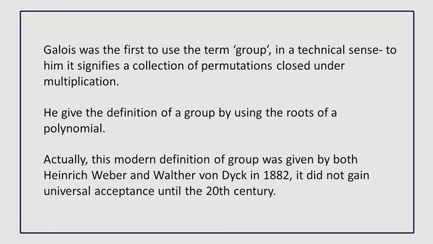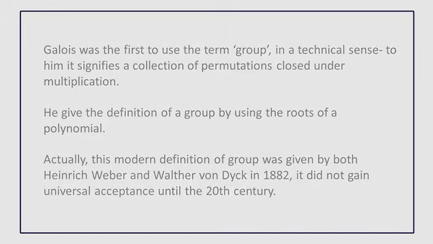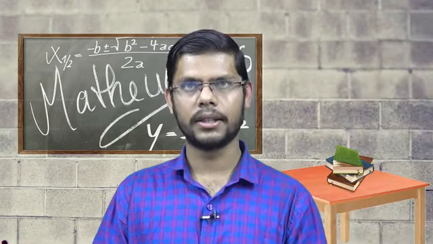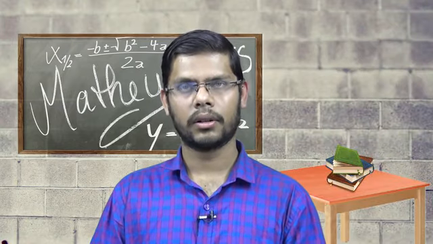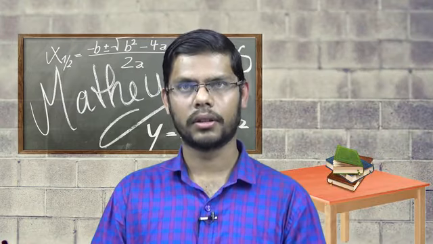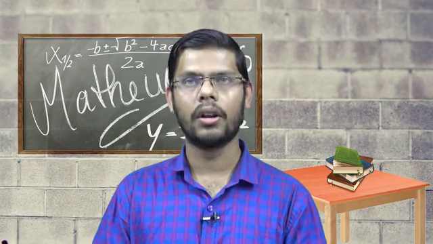Actually, the modern definition of a group was first given by both Heinrich Weber and Walther von Dyck in 1882. But it did not gain universal acceptance until the 20th century. So this is some historical notation, some history of group theory.